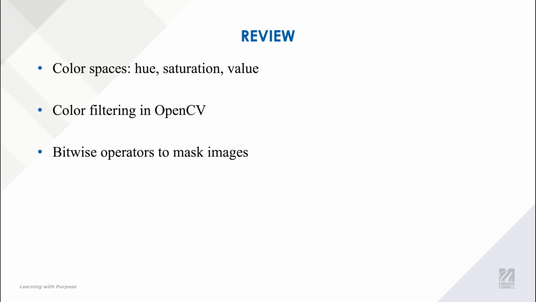So let's review. First, we talked about color spaces and why hue, saturation, and value is a good way to represent color in an image. Then we talked about how to filter color using OpenCV. And finally, we talked about how to do a masking step, which really just makes it more helpful to debug the image at the end. And this will get you your first step towards building your own lane filter.